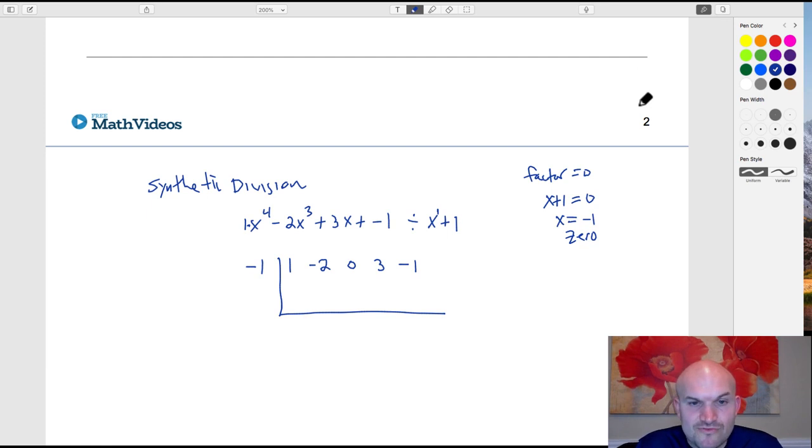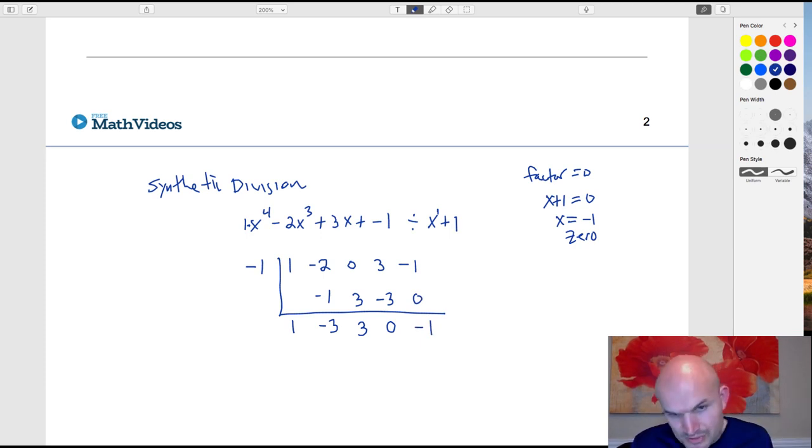And then the flow of this is you bring down the first term, which is 1, and then you multiply on the diagonal. So 1 times -1 is -1, and then you add on the vertical. -2 plus -1 is -3. -1 times -3 is going to be a +3. 0 plus 3 is 3. 3 times -1 is going to be a -3. 0 plus -3 is -3. -3 times -1 is going to be 3. -1 plus 3 is 2.